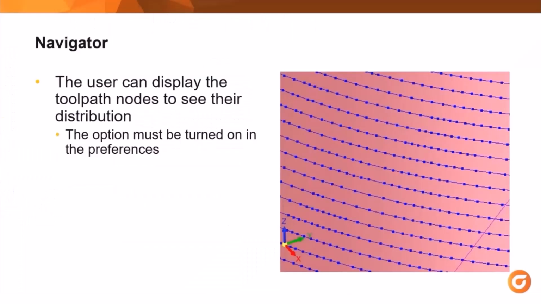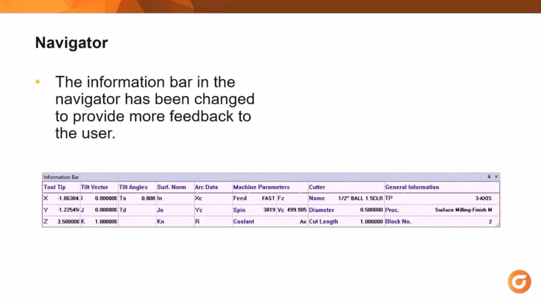New in the Navigator, the user can display the toolpath nodes to see their distribution. The option must be turned on in the Preferences. The Navigator also has an updated information bar. It's been changed to provide more feedback to the user. Let's take a look.